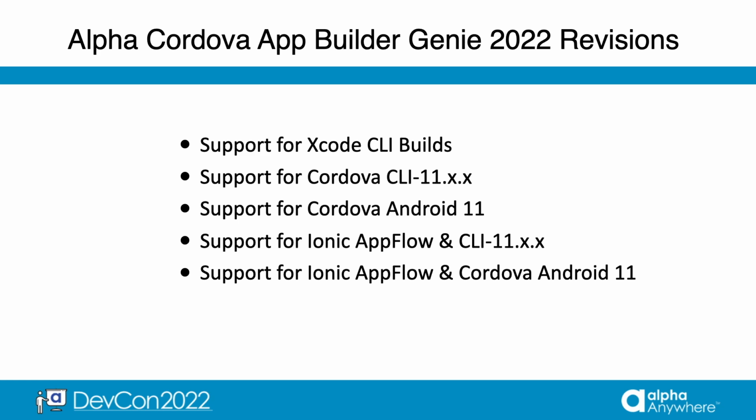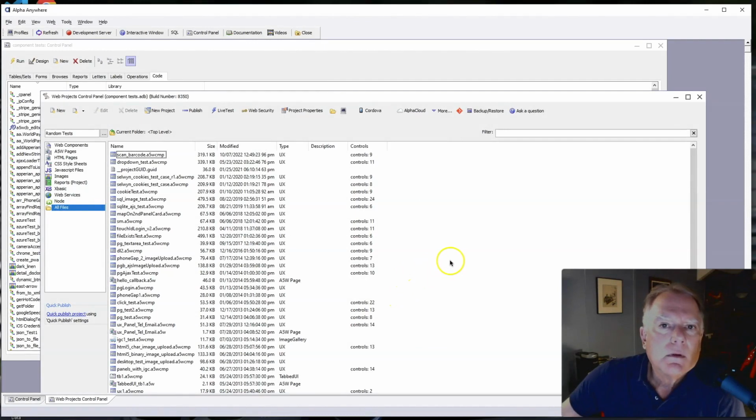Now we'll take a look at, in the next series, I'm going to show you some stuff on the builder. We'll show you the builder in operation and some of the changes. In this segment, we're going to take a look at some changes that have been made to the Cordova App Builder Genie in order to accommodate Cordova Android 11.